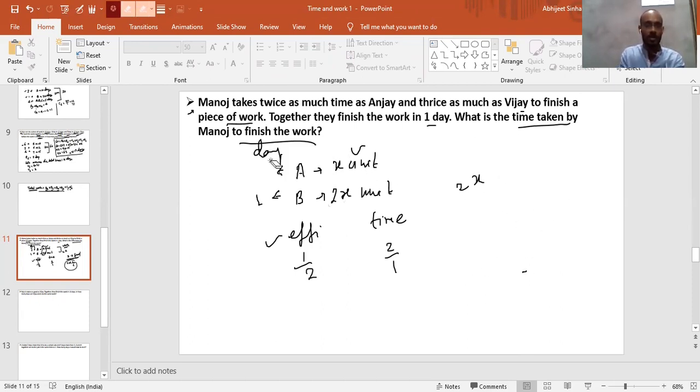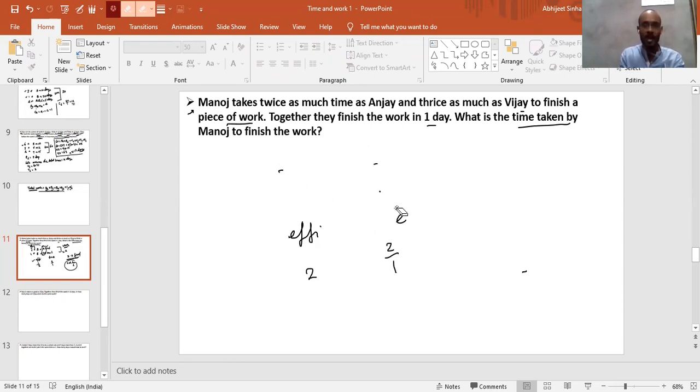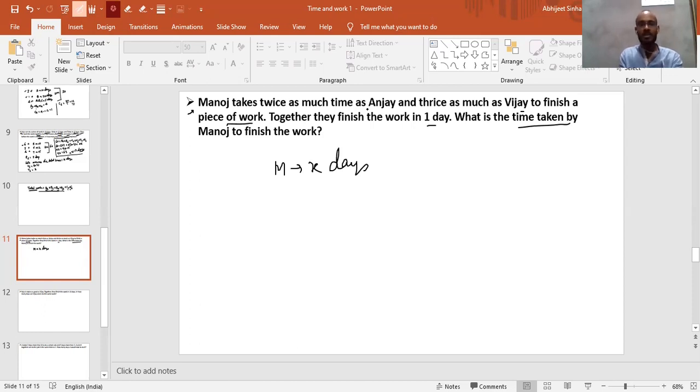Right? So now it says that Manoj takes twice as much time as Anjay. So Manoj is taking twice as much time as Anjay. Let's write here at first the time that Manoj takes. Let us say this is X days. How much time does Anjay take? This is twice. Now this is Anjay. It will take 2x days. In the meantime, if anyone of you can solve it, please answer.